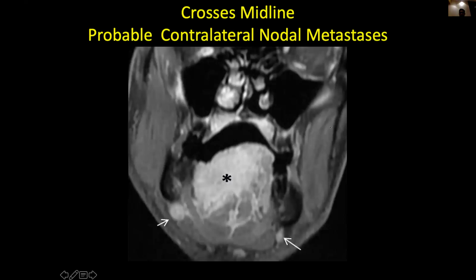So the moment you have crossing midline disease, as seen in this particular example, you have contralateral nodes which are appearing necrotic. You must look for contralateral nodal disease.